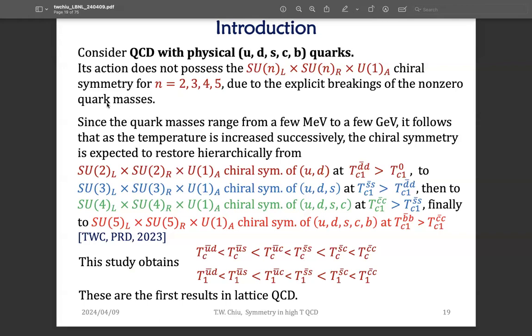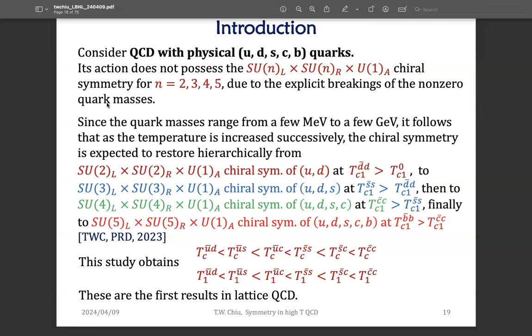One interesting thing is that for s-bar s, the temperature is higher than for u-bar c. So you see, it's not just about the mass of the meson or the mass of the quark. This has a heavy and a light quark together, but the chiral symmetry is restored earlier, at lower temperature, than for s-bar s.